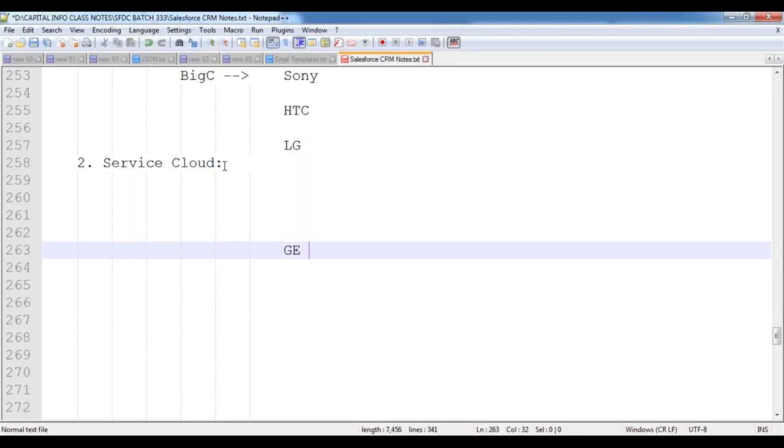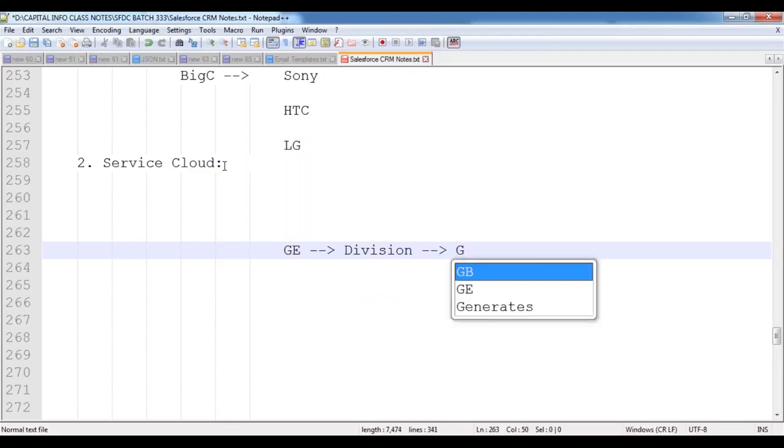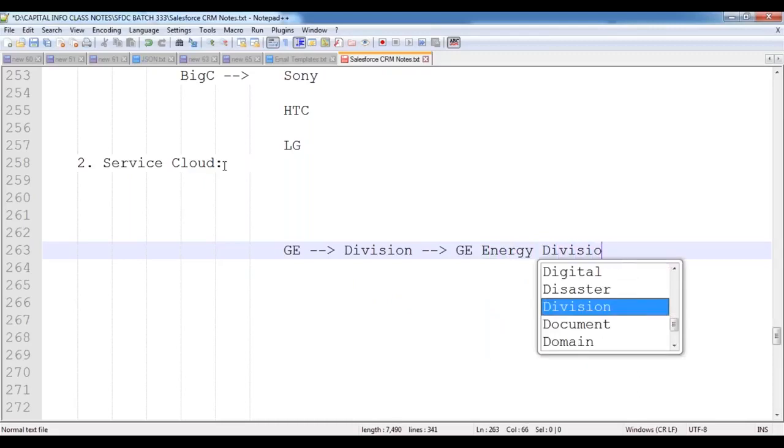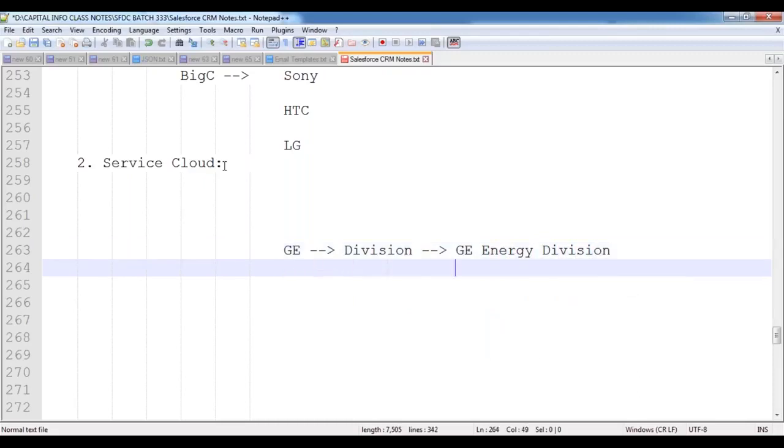Basically, when coming to GE, they have various divisions. They have an organization with various divisions. They have the GE Energy Division. As part of the Energy Division, they are manufacturing various electrical related products.